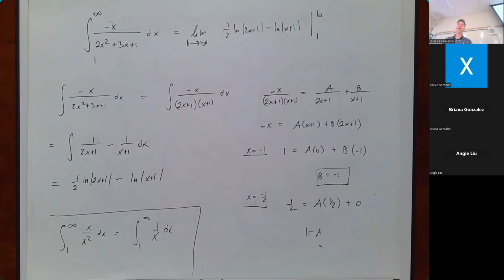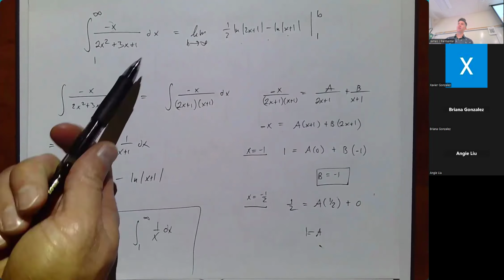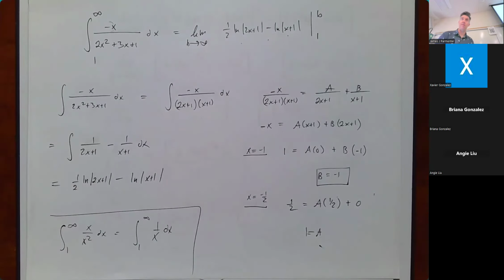So if you compare the highest powers of x in the numerator and denominator, and you get something that you know is divergent or convergent, it's a really, really good bet that the actual thing you're dealing with is also going to have the same behavior.